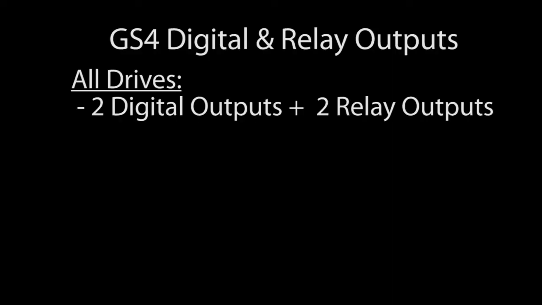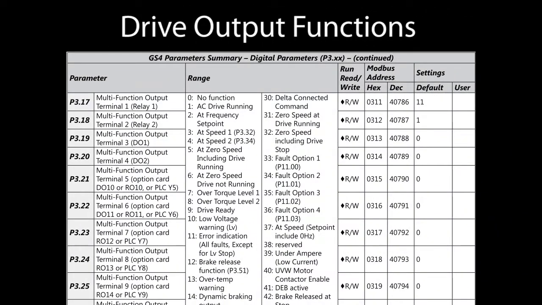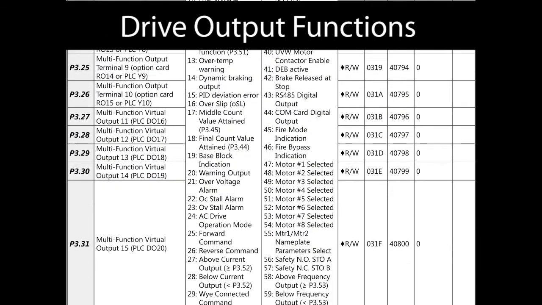All GS4 drives come with 2 digital outputs and 2 relay outputs standard. And you can add more discrete outputs or relay outputs with the optional I/O cards for a total of 8 possible outputs. The drive can use the outputs to indicate all the items in this list, including if the drive is running, if it's at frequency, what the torque status is, if dynamic braking is active, forward, reverse, etc.